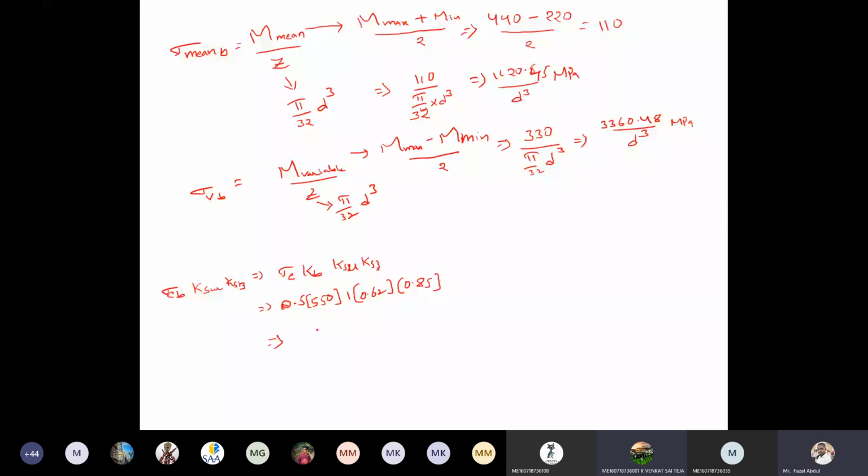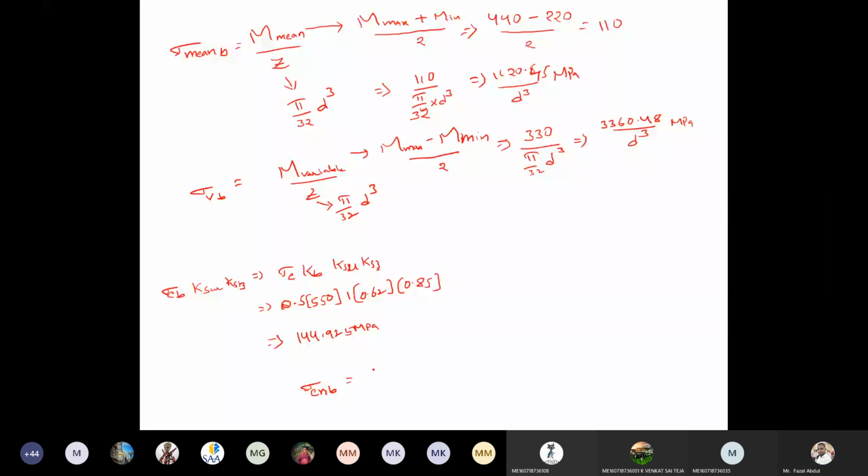144.92 megapascal, very good. Everything we calculated. Only the thing is we need to substitute. That is the equivalent normal stress due to bending. Equivalent normal stress due to bending is mean stress. How much did we get?